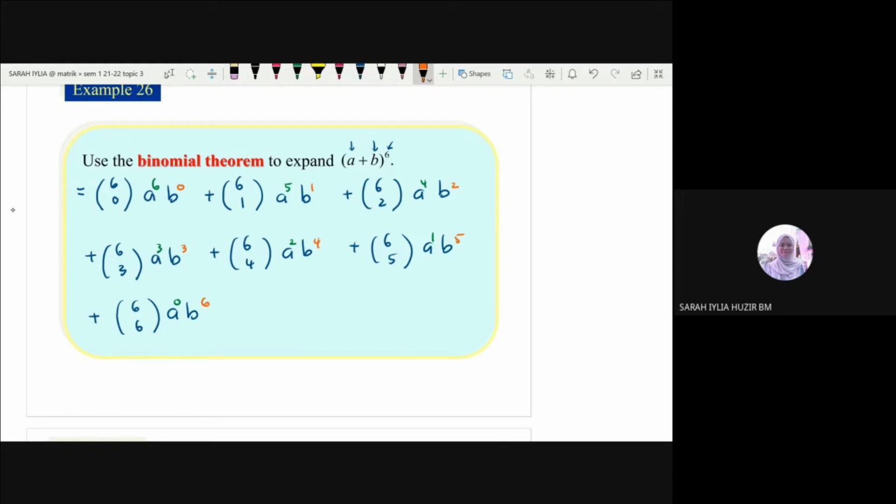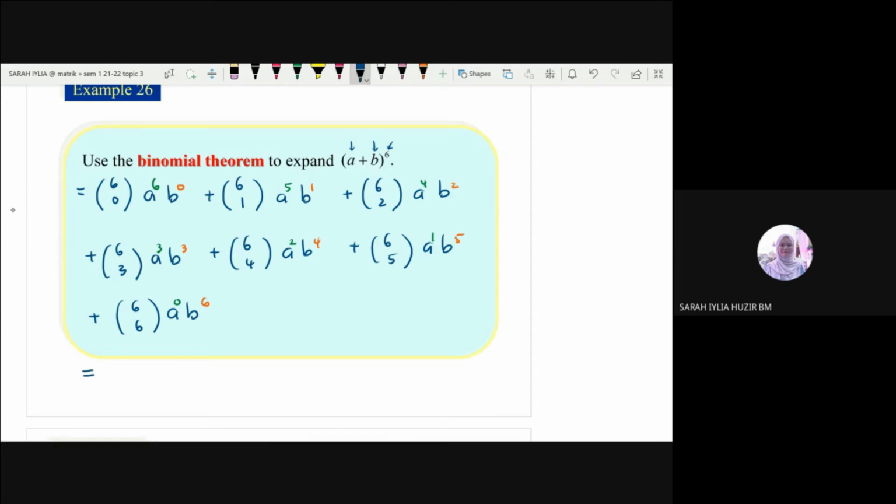Kalau masa assignment, ini semua mesti complete. Kita memang akan check satu-satu. NCR awak tu cukup daripada 6C0 up to 6C6. Itu benda pertama kita akan check. And then every terms cukup power for the first term akan decrease one by one. Second term akan increase by one. Semua tu kita akan check satu-satu. Kalau semua betul, baru dia boleh dapat markah penuh.